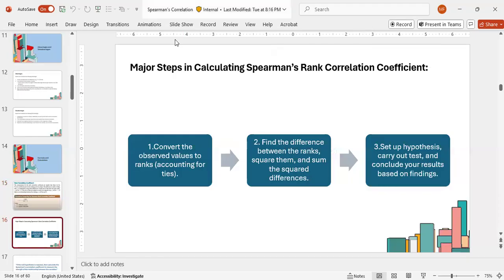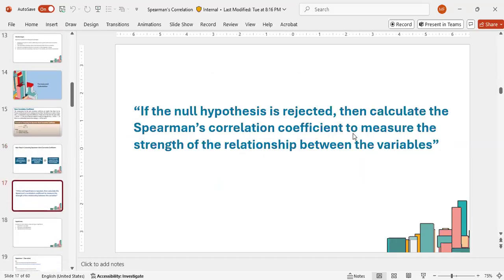Moving forward, this is the slide that gives some major steps in calculating Spearman rank correlation coefficient. The first step is to convert the observed values to ranks, accounting for the ties. Then the next step is to find the differences between the ranks, square them, and sum the squared differences. The third step is the setup of hypothesis to carry out the test and to conclude your results based on the findings. We'll have a detailed look over these steps in the coming slides.